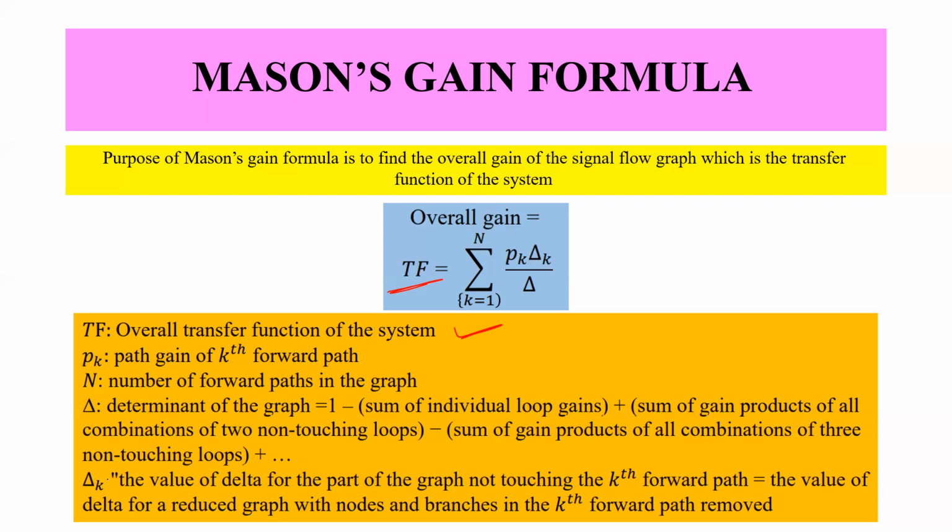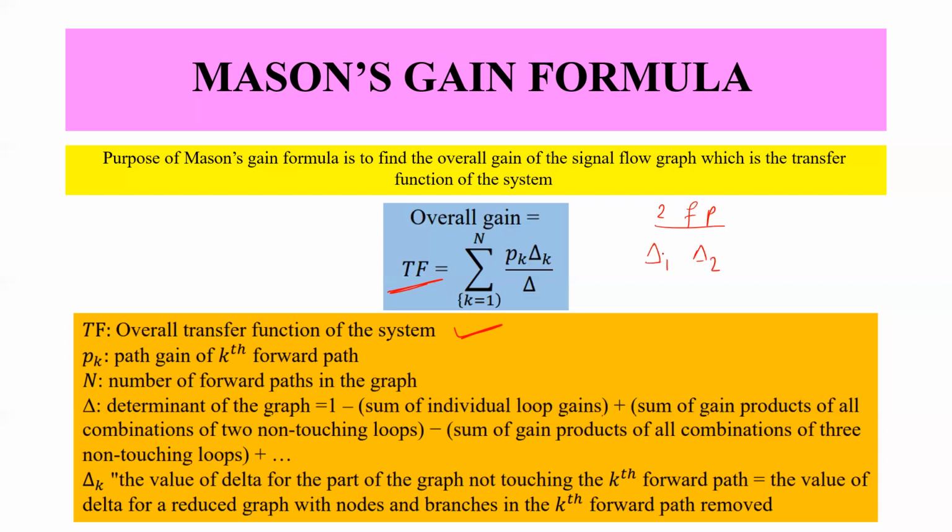Now what is delta k? Delta k is the value of delta for the part of the graph not touching the kth forward path. That is, it is equal to the value of delta for a reduced graph with nodes and branches in the kth forward path removed. Now what does it mean? For example, you have two forward paths, right? So there would be two deltas, delta 1 and delta 2.